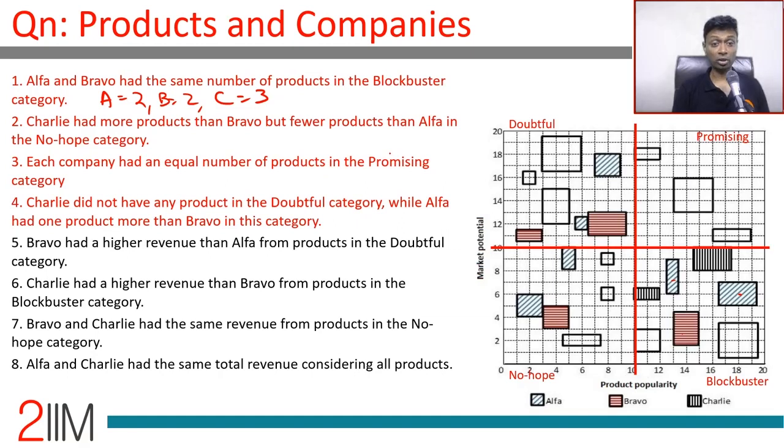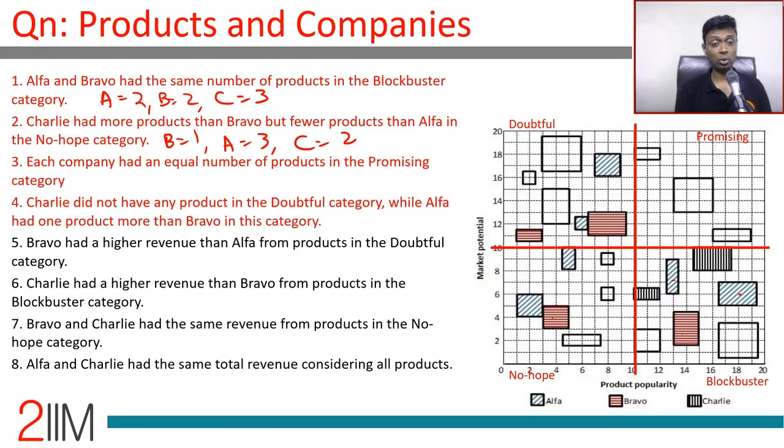Charlie had more products than Bravo, but fewer products than Alpha in the no hope category. This is no hope. Alpha has 2, Bravo has 1. If Bravo ends up having 2, Charlie would have to have at least 3, and Alpha should have at least 4. That's not possible. So Bravo should have only 1. Alpha should have 3. Charlie should have 2. So Bravo 1, Alpha 3, Charlie 2 in the no hope category.